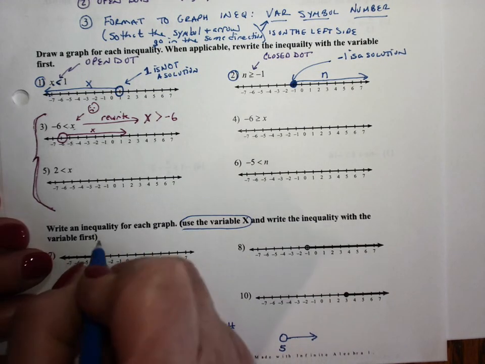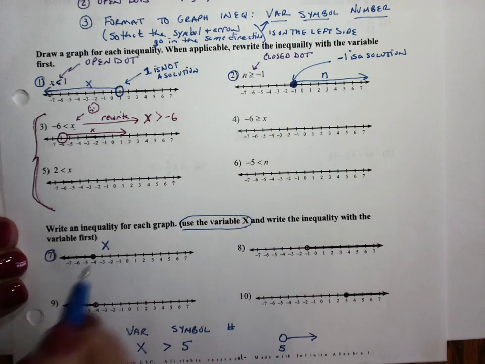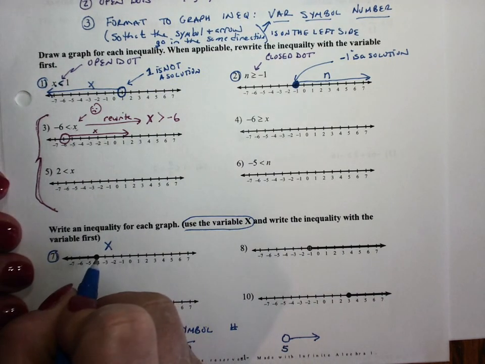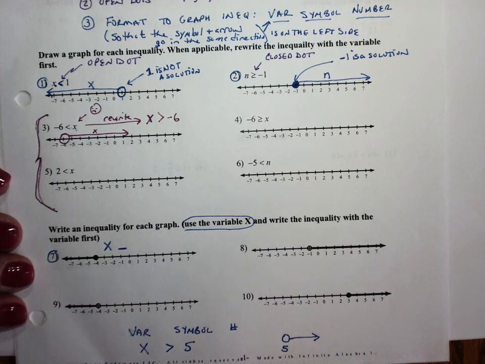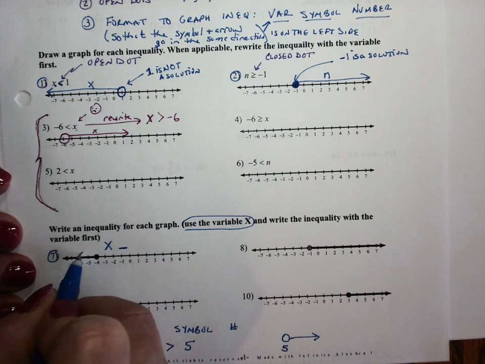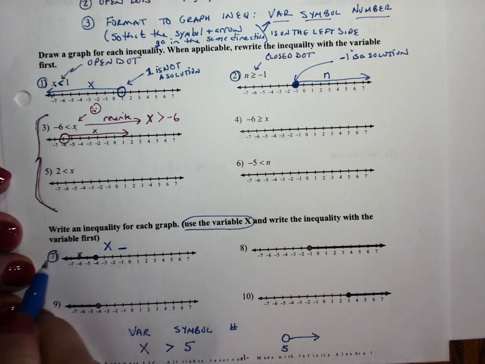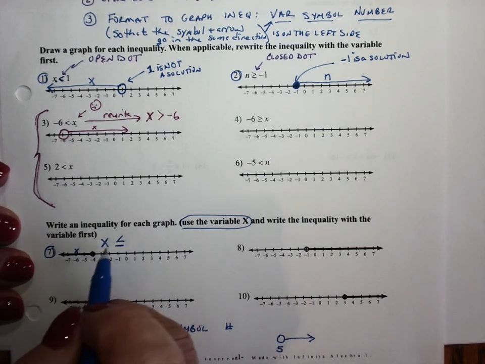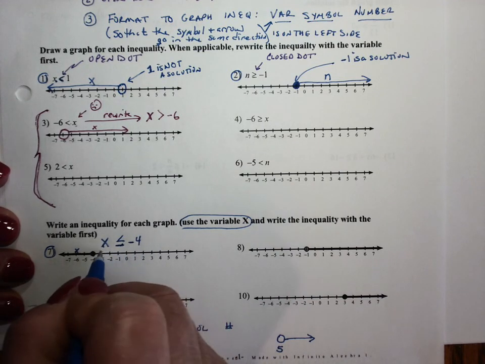So for these, we're going to do number 7. You're going to write the inequality. You're going to write the variable. It's a closed dot, so you know that there's going to be an equal sign. Just x is all the numbers that are smaller, so less than. Notice variable, symbol, -4. And that's all you have to do.